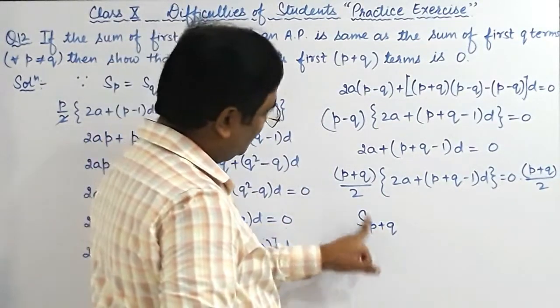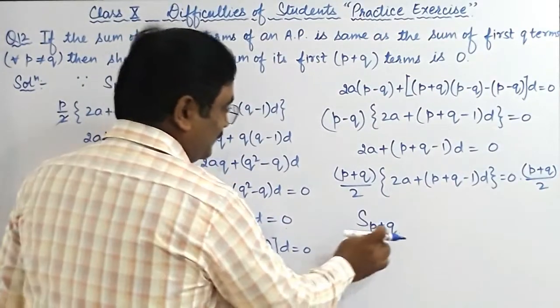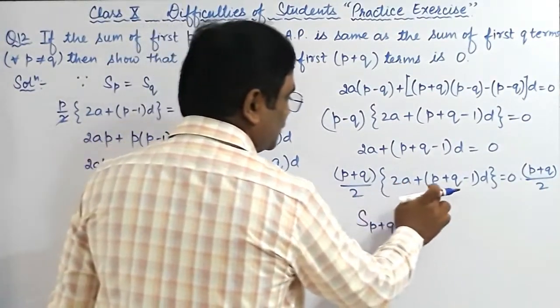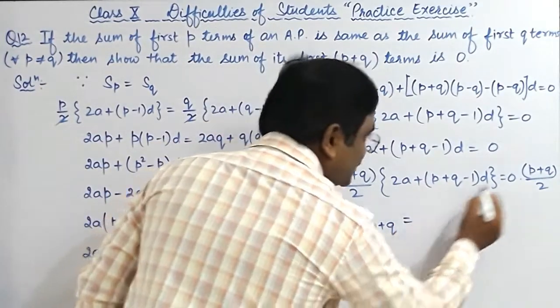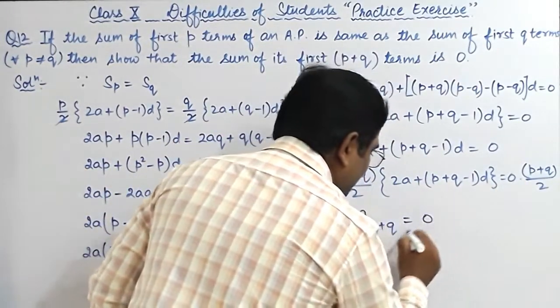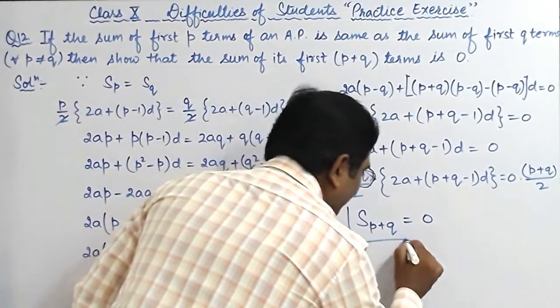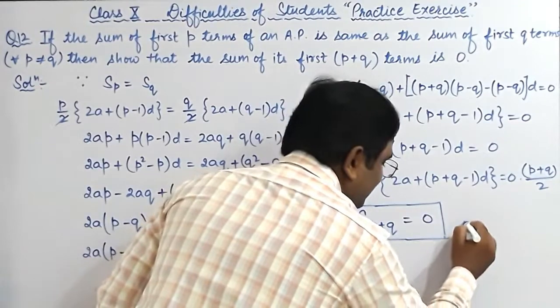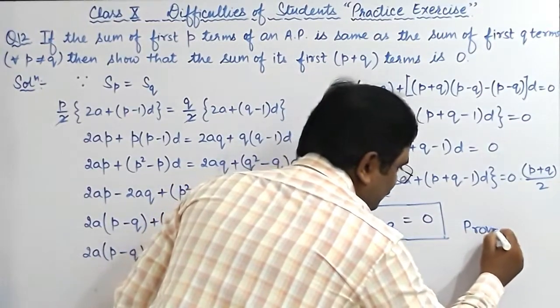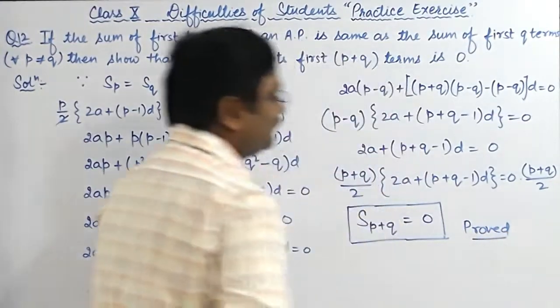देखो as p plus q, can you write? Why? p plus q upon 2 into 2a plus p plus q minus 1 into d is equals to 0, and 0 multiplied by any number becomes 0. Therefore it is proved that the sum of p plus q terms is 0. Right?